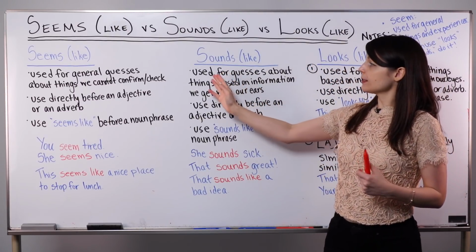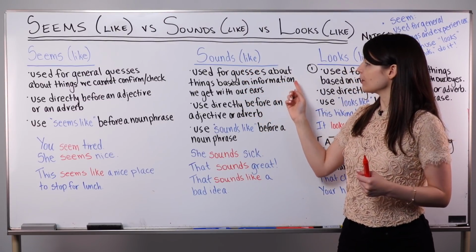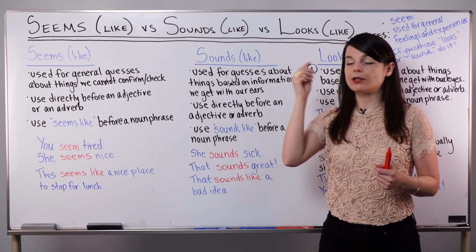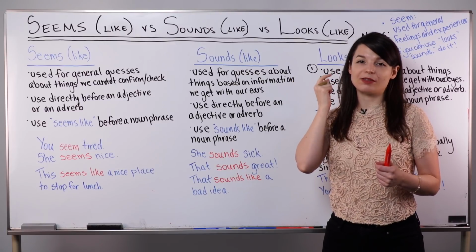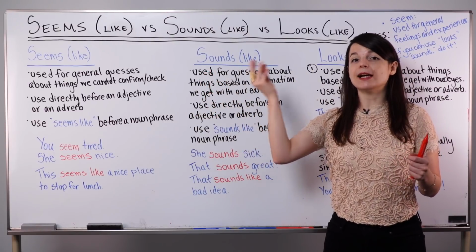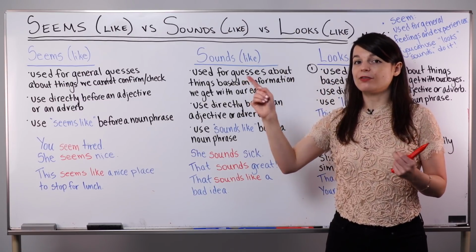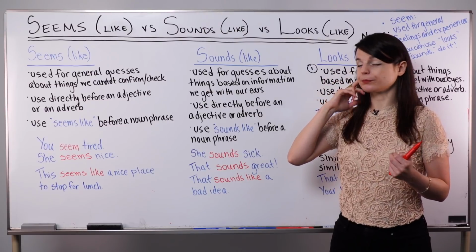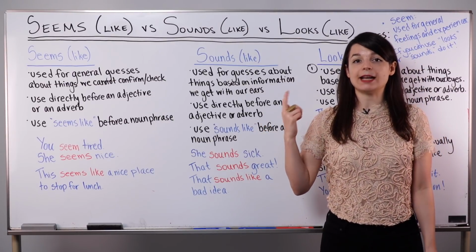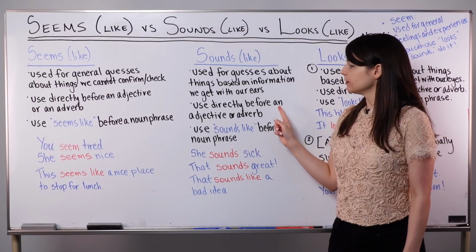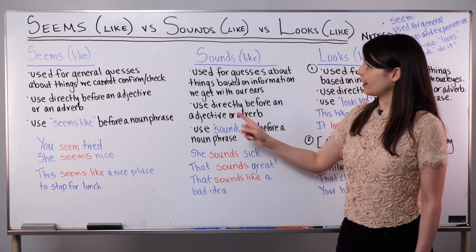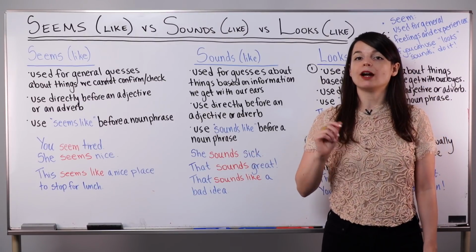So we use sounds and sounds like to make guesses about things based on information we get with our ears. So that means we hear something and we make a guess based on the thing that we heard. So I hear something from another room, or I hear a sound from outside. I make a guess about the situation based on that sound. So I got the information with my ears. Second point, which is the same as seems, we use sounds directly before an adjective or an adverb again. And here also, sounds without the word like. We don't use like here, just sounds or sound. Third, as we talked about with seems, we use sounds like before a noun phrase.